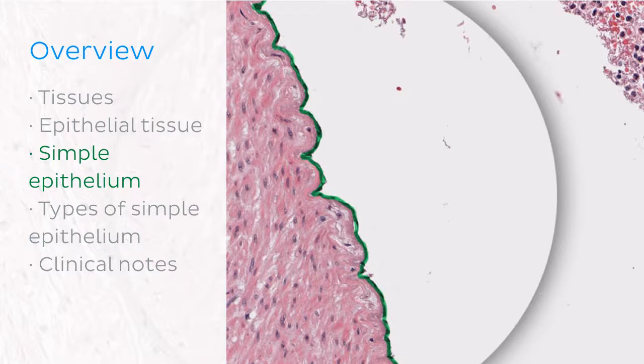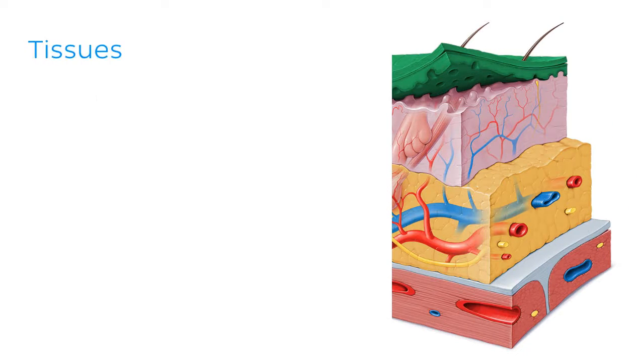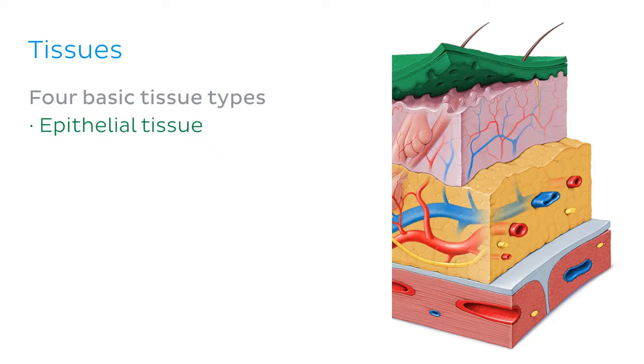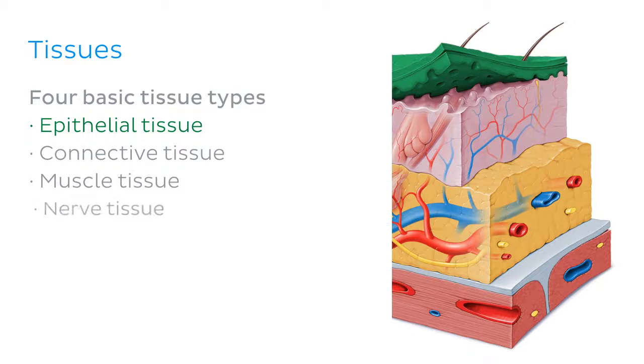First I'll set the scene a little bit by talking to you about what epithelial tissue is and how it relates to other tissues of the body. Now, there are four basic tissue types that make up the organs and tissues found in the human body. There's epithelial tissue, connective tissue, muscle tissue, and nerve tissue.